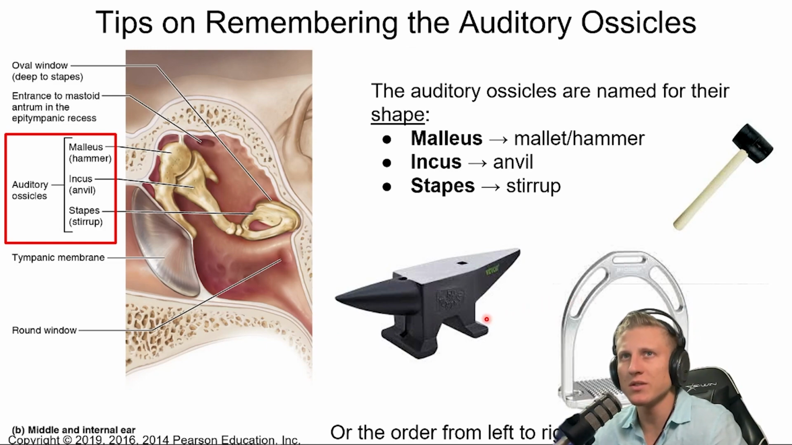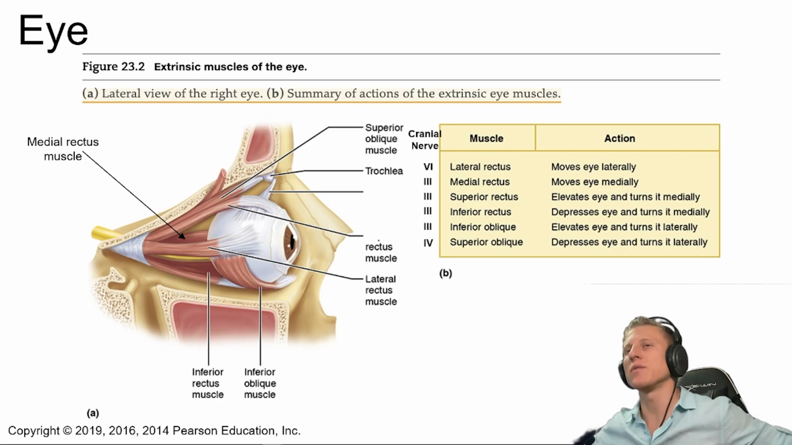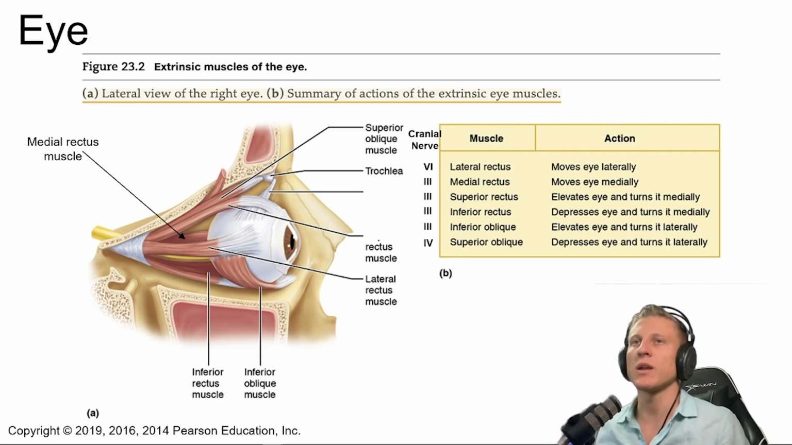Anything else we really need to note here? I think that's basically it. Alrighty. Now, that's all we need to cover for auditory. I would love to talk about it more, but we will leave it at that. Now we're going to talk about the eye.